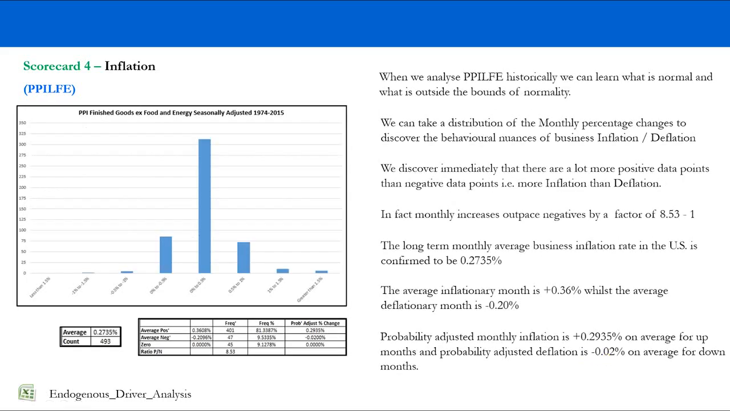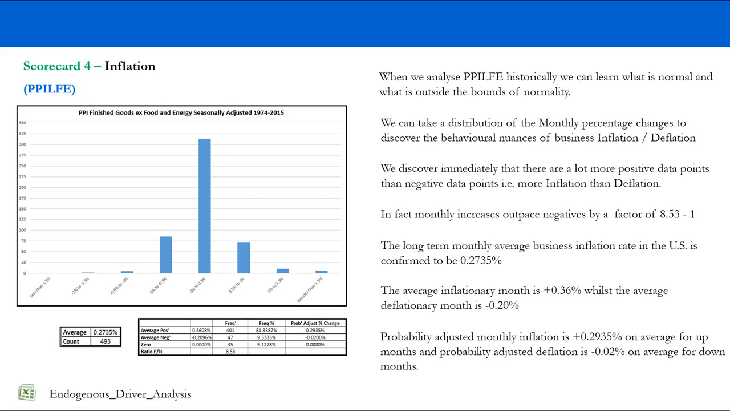So when we're analyzing the PPI ex food and energy, we can take the historical numbers and we can basically learn what is normal and what's outside the bounds of normality. And to do that, again, we take the distribution of monthly percentage changes and look for the differences in the behavioral nuances of business inflation and deflation. So we're, again, looking at the monthly percentage changes and looking to find out what's a normal month, what is a normal situation, and what is an abnormal month. So what's an abnormal situation?